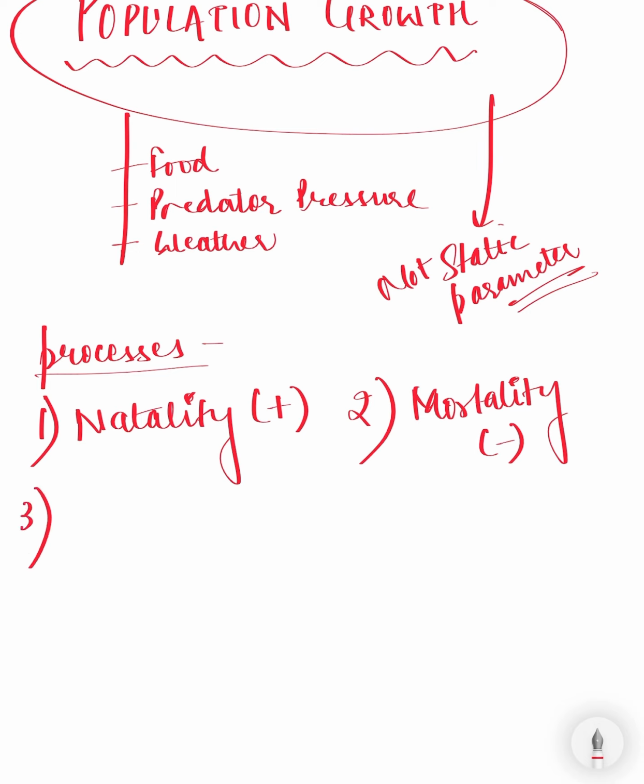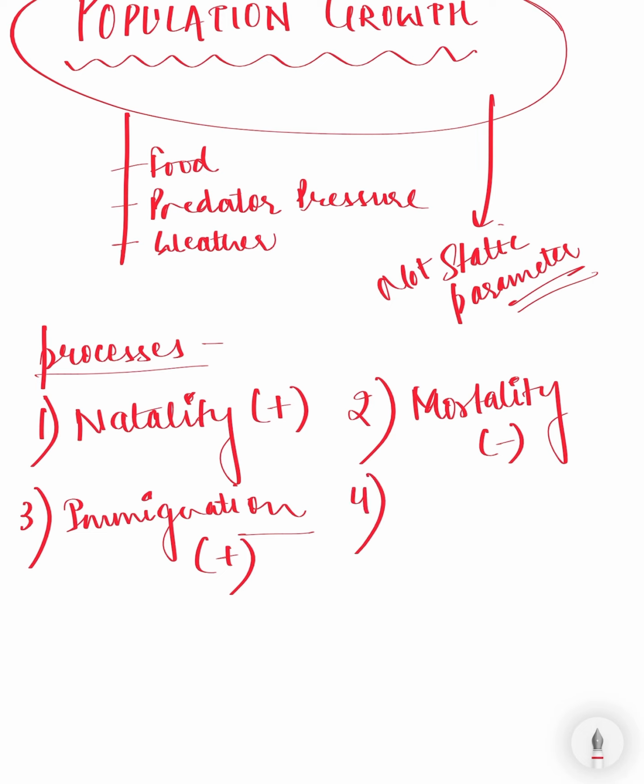Third type of process is immigration. Immigration means the number of individuals of the same species that are added to a particular habitat in a given period of time. This immigration means when people are coming over in a particular area, adding to a particular population. So this increases the population density.